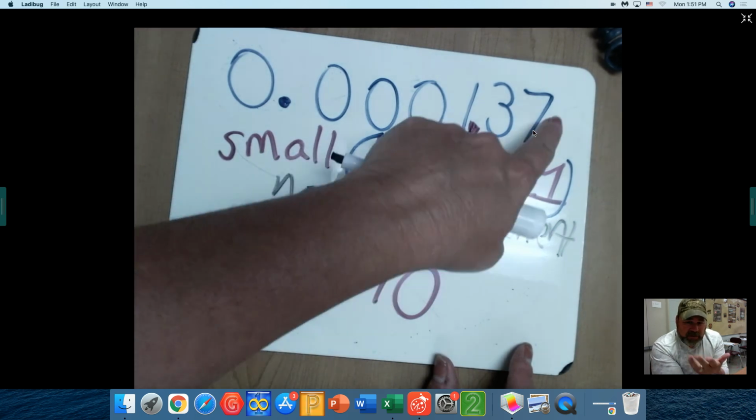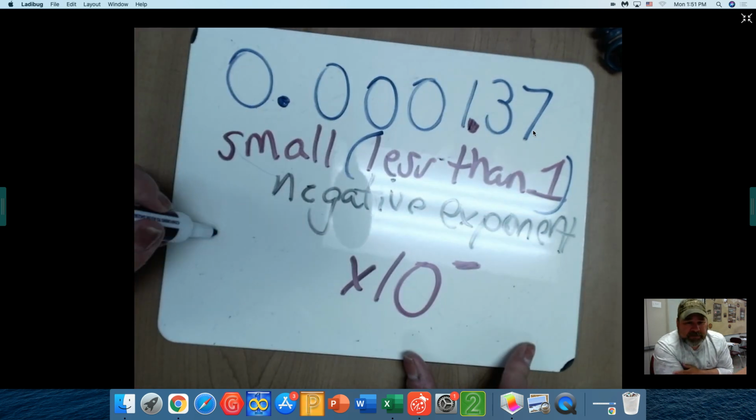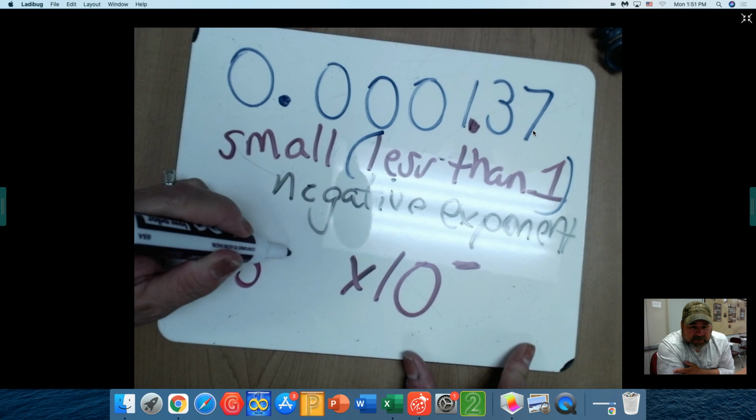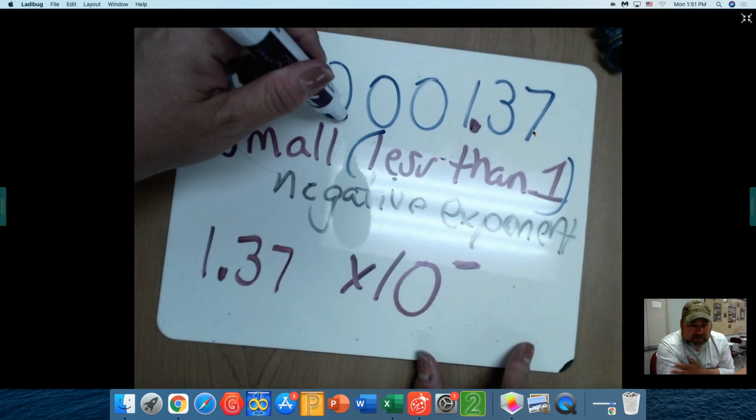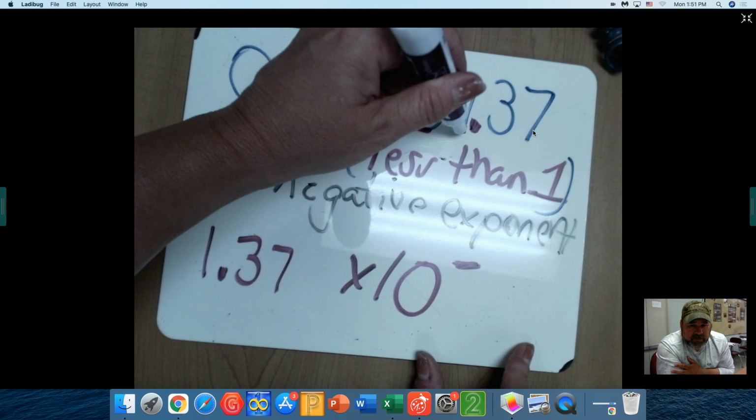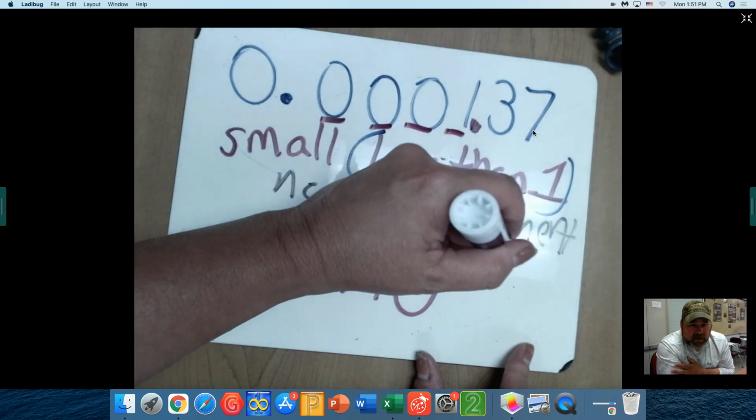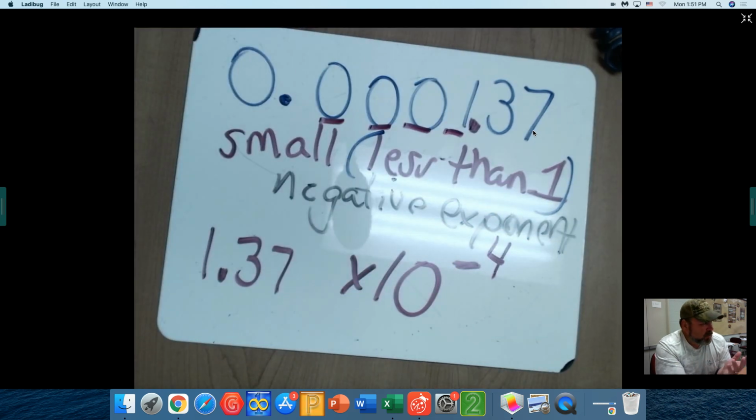So what's the first one? It's going to be that number 1. So it'd be 1.37. Now, I have to figure out how many spots. So I'm going to go back and count. 1, 2, 3, 4 until I get to the new spot. That's how many jumps my decimal would make to get to that non-zero 1.